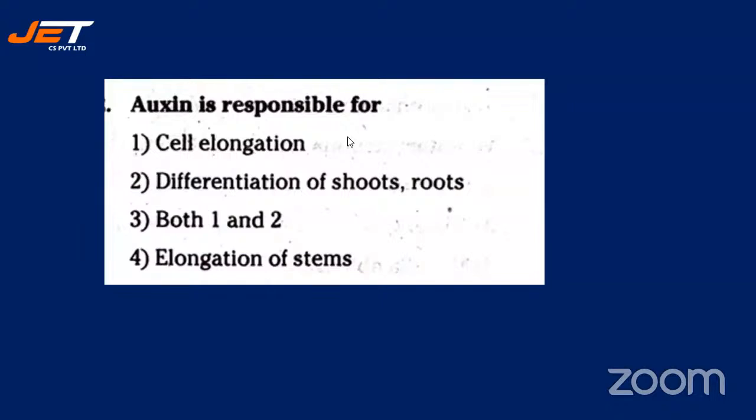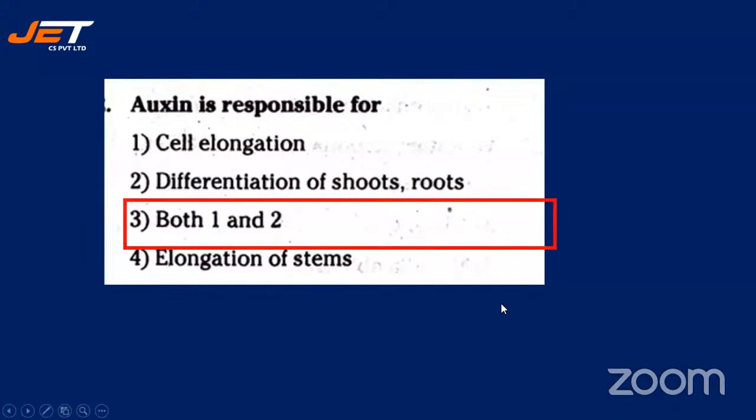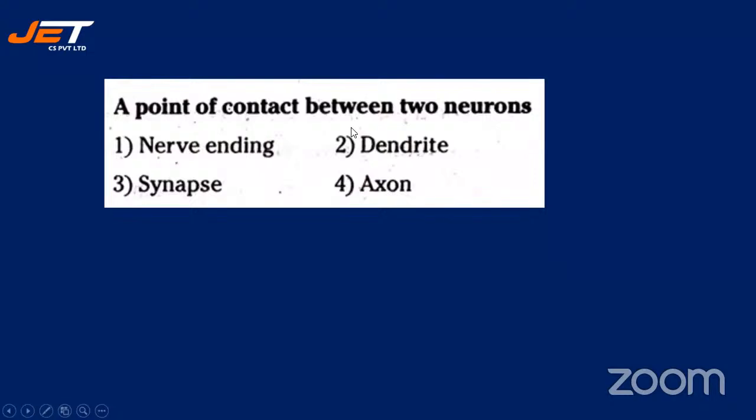Yes, let us see. Yes, it is option 3, that is both 1 and 2. Oxygen is responsible for cell elongation and differentiation of shoots and roots. Next question, a point of contact between two neurons.